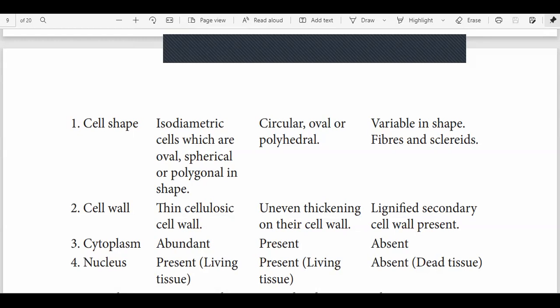Now the cell wall, their cell wall is thin. Thin cell wall is present in the parenchyma tissue. They don't have a thick cell wall. They have a thin cell wall.